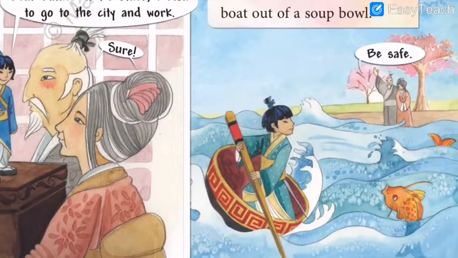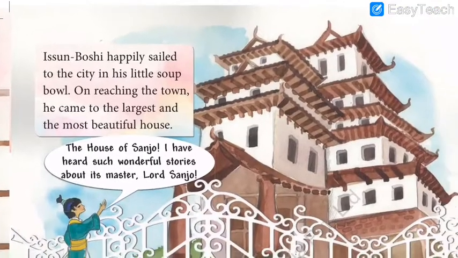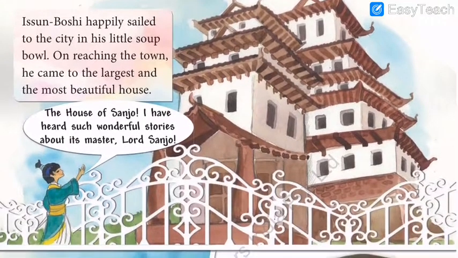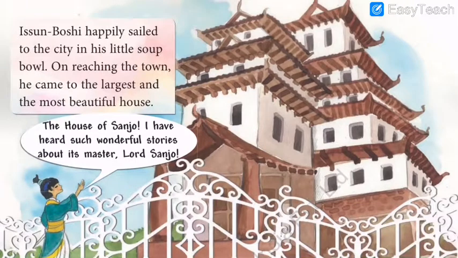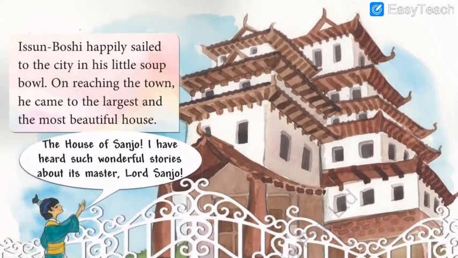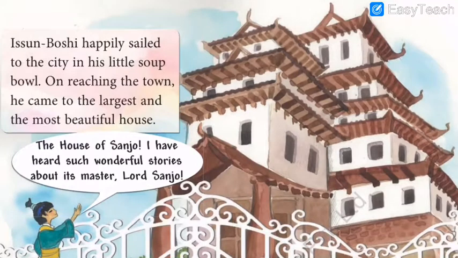So then this soup bowl is working as a boat for Ishubosi, which his mother gave him. So his father gave him a sword and his mother gave him the soup bowl in the form of a boat. And now after waving, after leaving from there, he sailed towards the city and he finally reached the city. Now let's see what happened in the city.